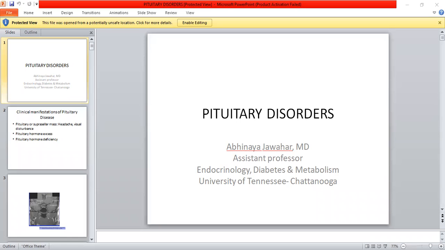And the next option is to radiate the pituitary. This can be considered in older people because hypopituitarism is an expected side effect from it, and they will need hormone replacement for the rest of their lives.